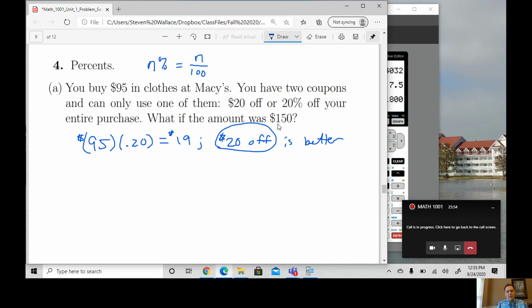However, if we spent more money, then 20% of 150 would be more savings, right? So 20% of 150 is $30. So we definitely choose the 20% off coupon if we were spending that much money.